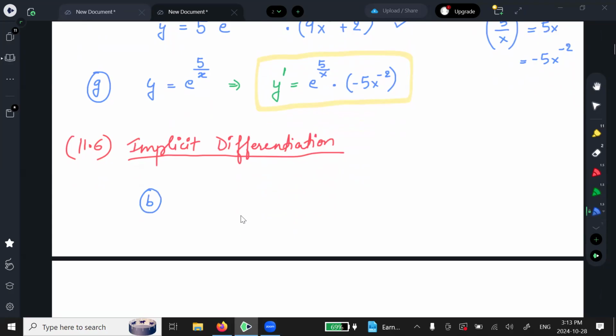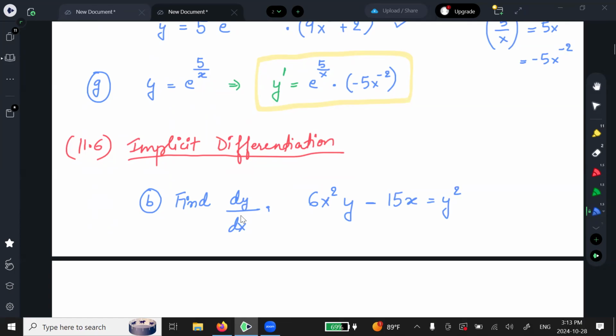Part B is implicit differentiation question will look like this. You have to find dy over dx, and the question will be, they will give you an equation. For this case, I have 6x squared y negative 15x equals y squared.